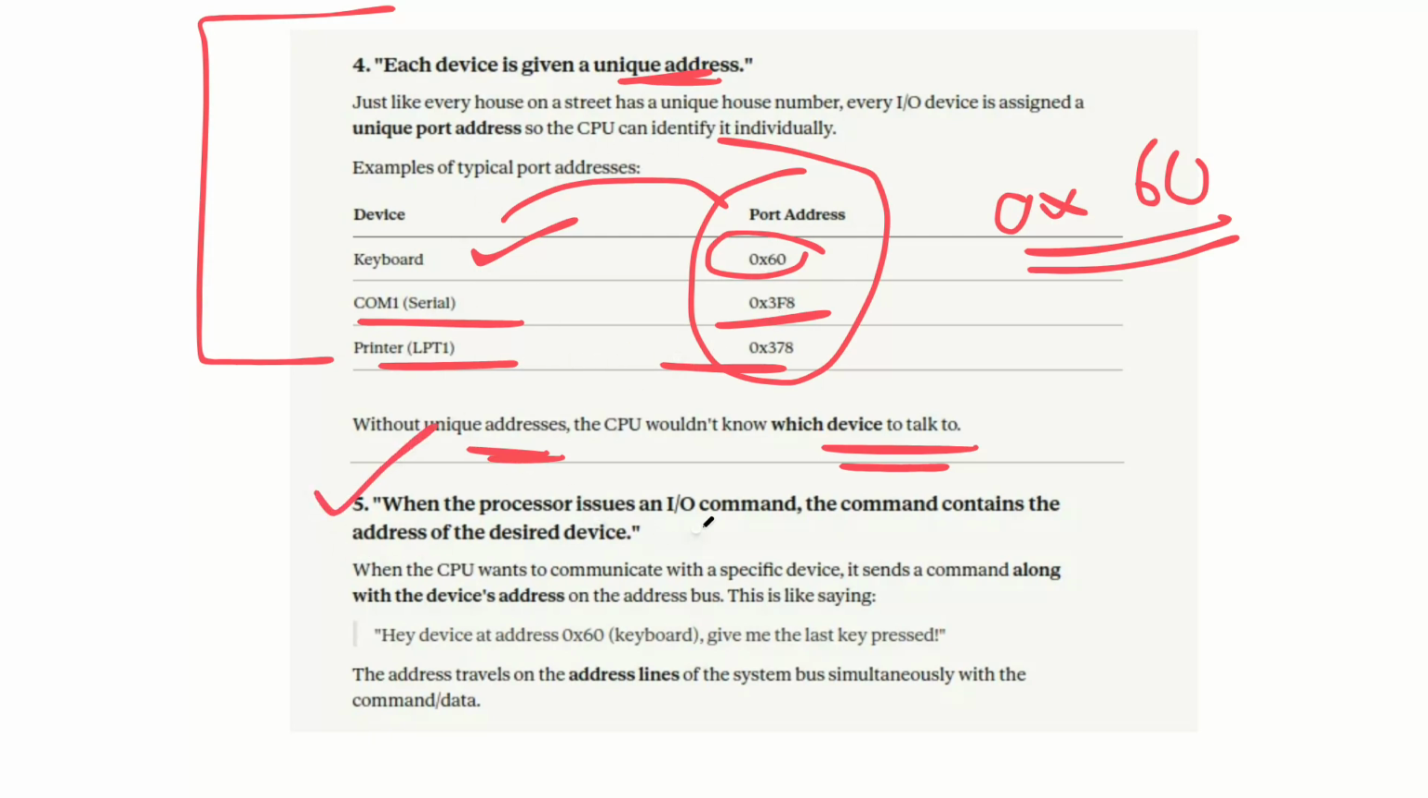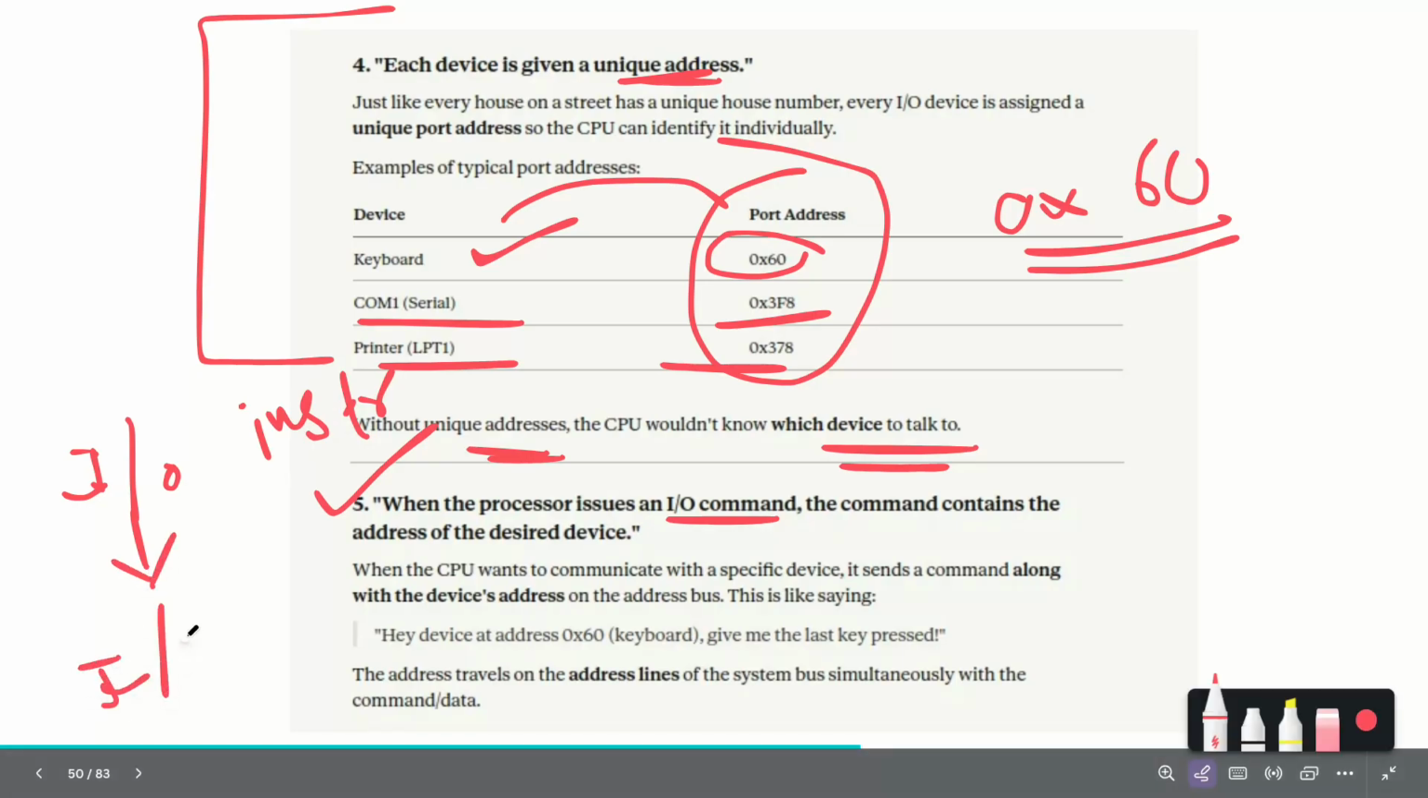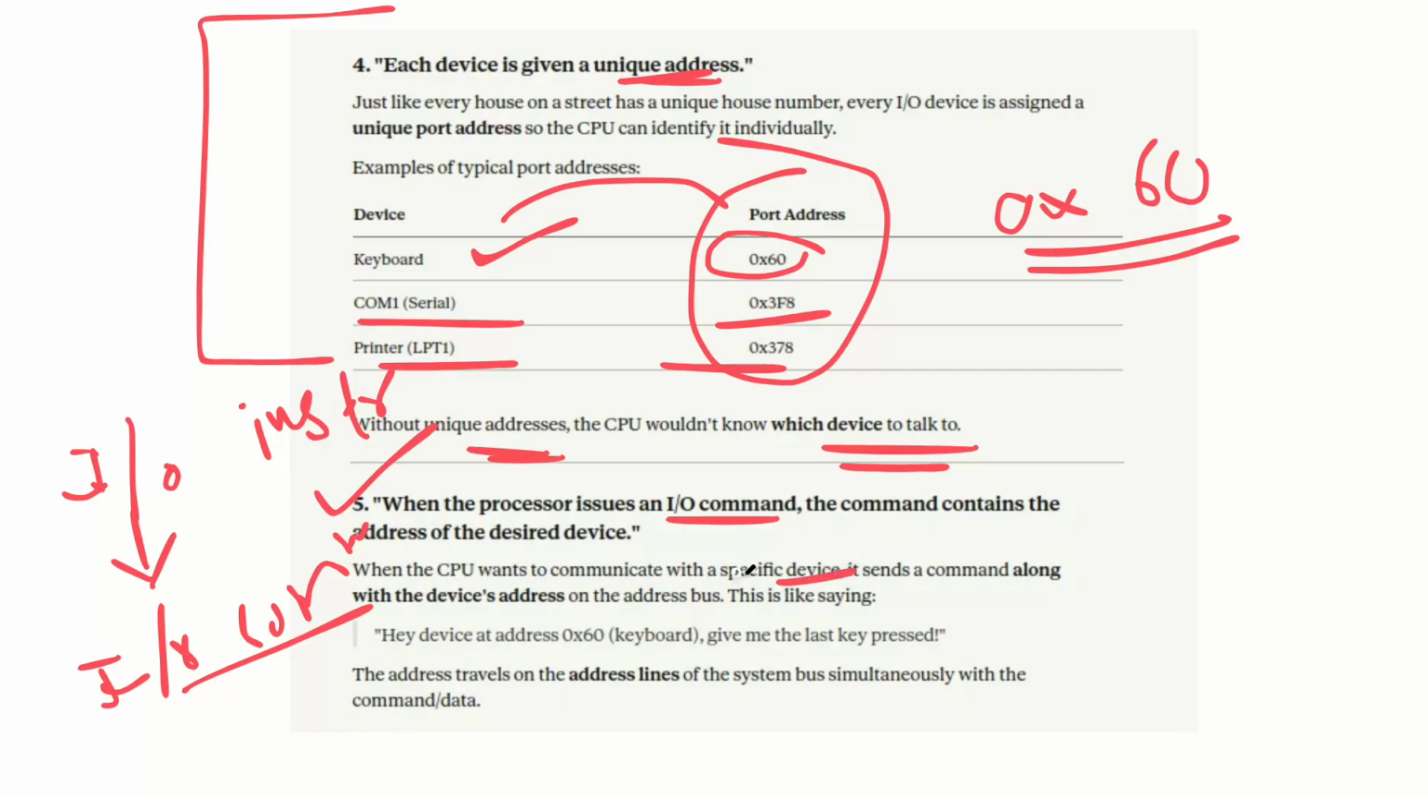Now, when the processor issues an IO command, the command contains the address of the desired device. We first converted the IO instruction, the software instruction, into the IO command. This much we have done. Now, when the CPU wants to communicate with a specific device, it would send a command. We know the CPU would send one IO command to the IO module to communicate.